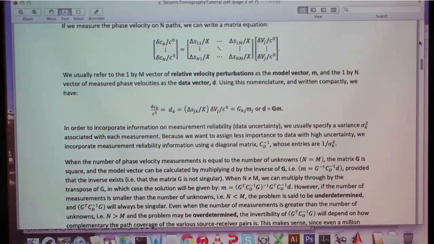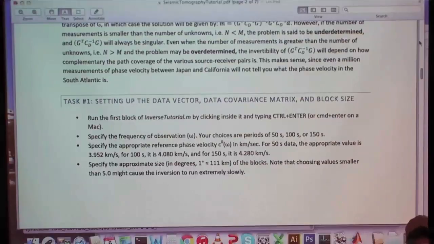Okay, so let's go to the exercise. Maybe you want to start now, because it takes a minute or so to load the data into the data vector and the model vector. You need to run the first block of the inverse tutorial, and then you have to make a choice of which data you want to load.